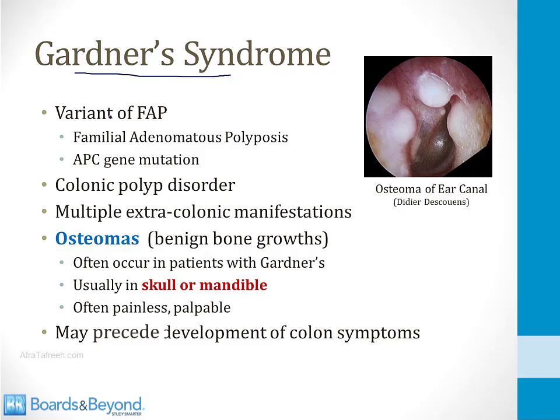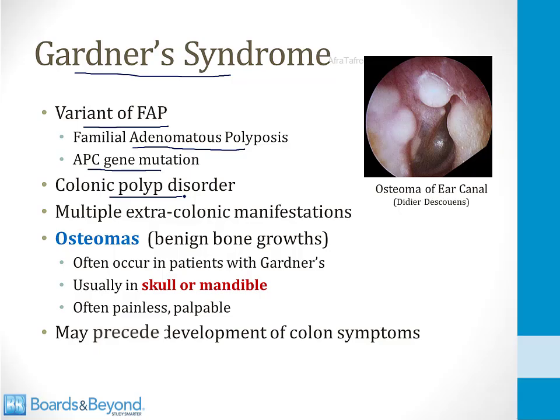Let me briefly mention Gardner's syndrome, which I discuss in detail in the GI section in the video on colon cancer. Gardner's syndrome is a variant of FAP. FAP stands for familial adenomatous polyposis. It's a genetic disorder caused by an APC gene mutation. And Gardner syndrome is a colonic polyp disorder. That's why I talk about it in the colon cancer video.